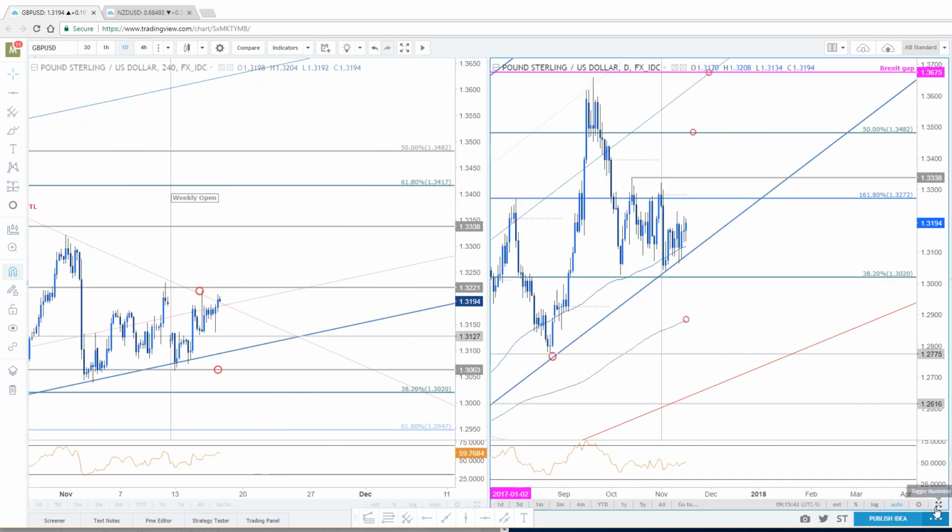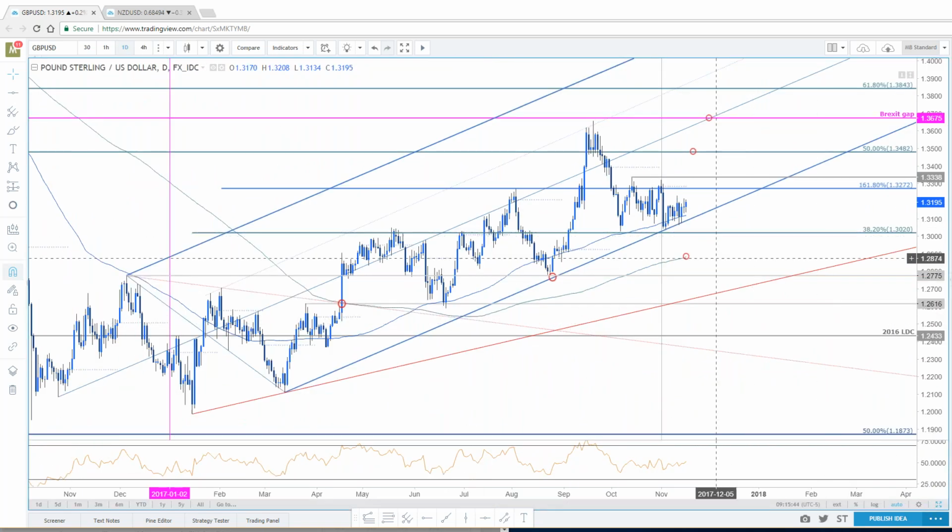But guys, just a big critical area of support. I mean, it's as basic as you can get. You had the lower median line parallel. You had the 100-day moving average, both of which offering some support. Range highs here haven't gotten taken out just yet.